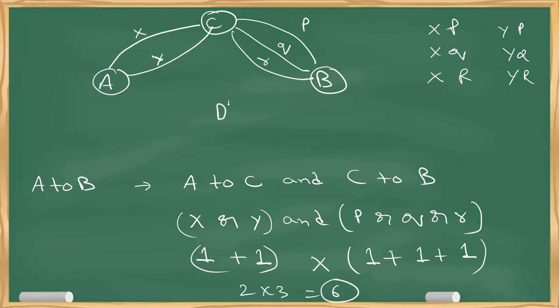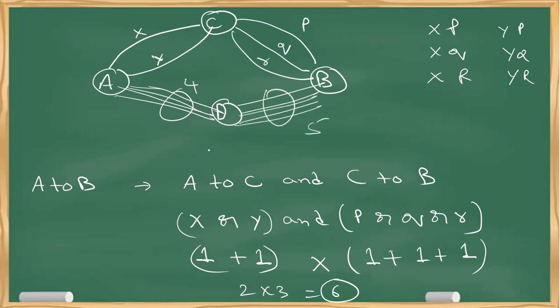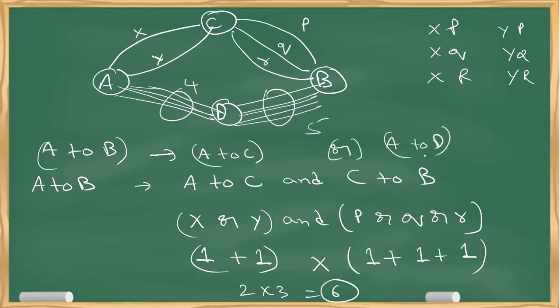Now, let's say there is one more city called D. This time A to D is connected through four different ways, and D to B is connected through five different ways. Now, again, my ultimate goal is I have to travel from A to B. So, how many ways can I travel? Now, here I have two options. Either I can start from A to C, or I can start from A to D. Now, after going to C, can I stop? No. So, it has to be C to B here and D to B.